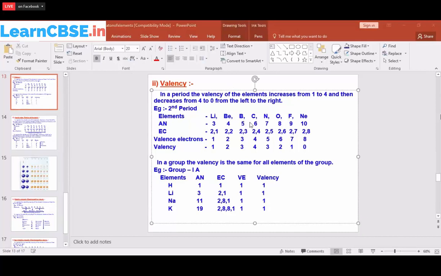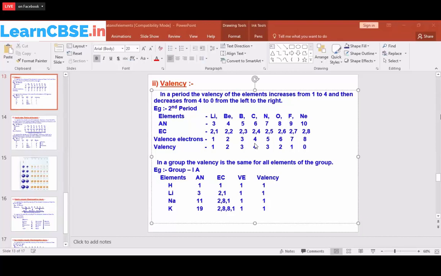Then boron. Boron has 3 valence electrons. So here also the same thing. If it wants to gain, it needs 5 electrons. If it wants to lose 3, the number 3 is very small, so it will lose the 3 electrons.